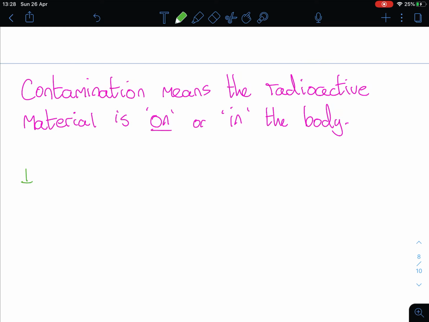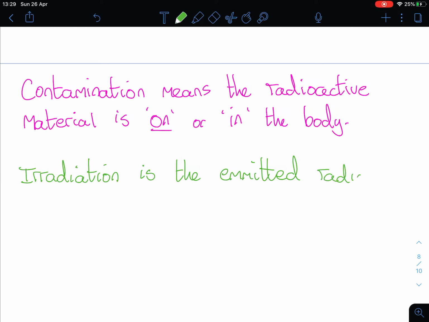The other one we said was irradiation. Irradiation is the emitted radioactivity falling upon a body.